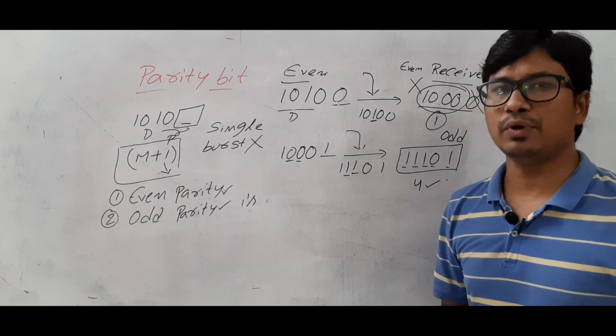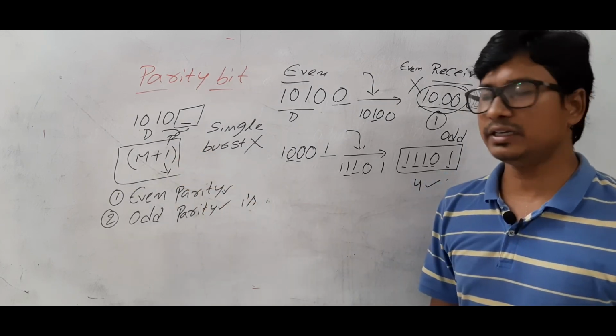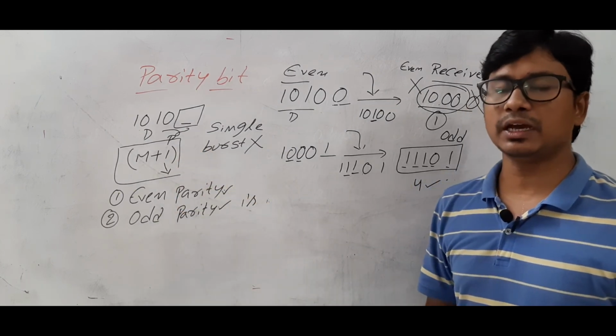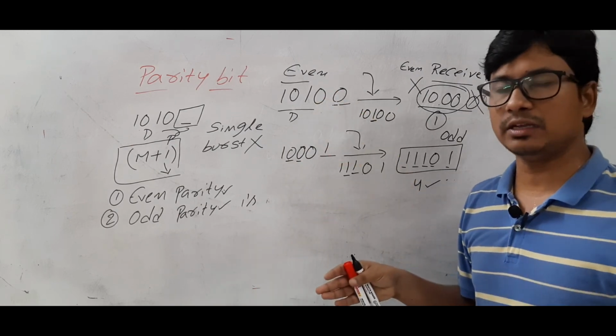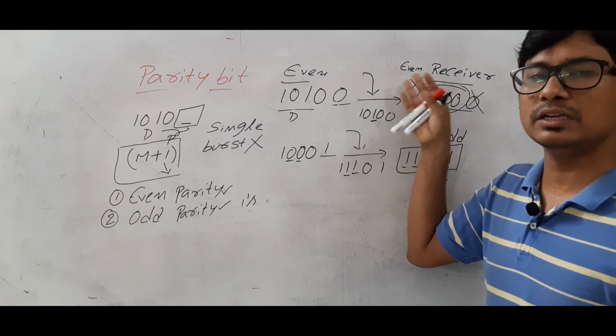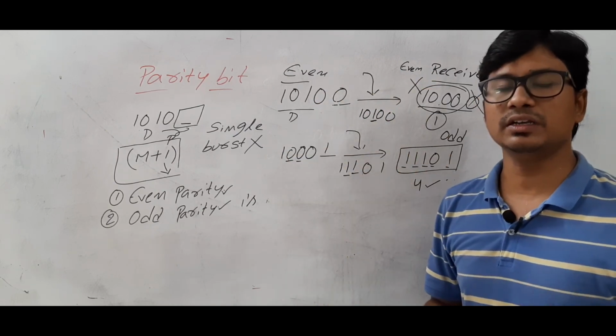I hope you have understood what the need for a parity bit is, how we can generate it, and what the even parity mechanism and odd parity mechanism are. Then how we can generate the parity bits using the even parity mechanism and odd parity mechanism, and how the receiver will detect that there is an error.